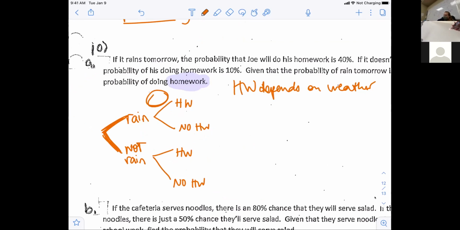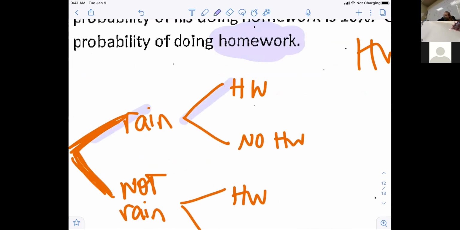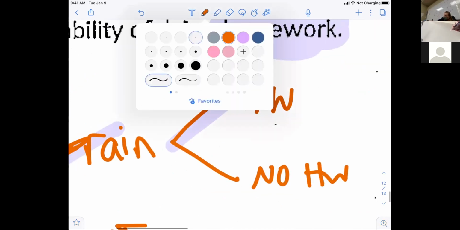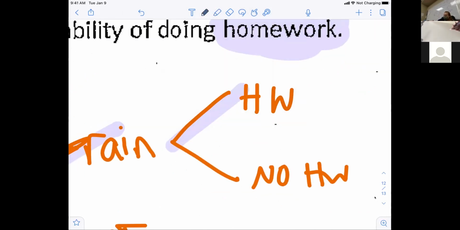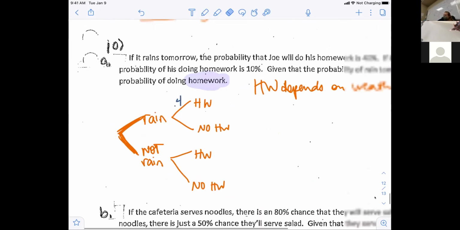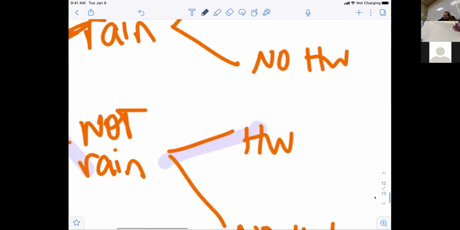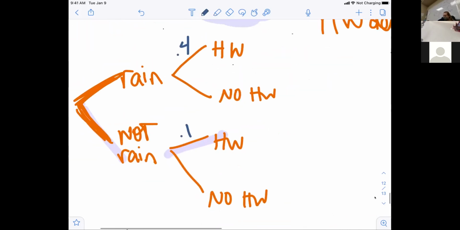If I followed along, okay, it rained and he's going to do his homework. That goes right here, and that is 0.4. We're always going to write it in decimal form. 0.4, 40%. Then it says if it doesn't rain, the probability of him doing his homework is 10%. So I'm going to follow does not rain but does homework, and that means right here I'm going to write 0.1 for 10%. Everybody follow along so far?